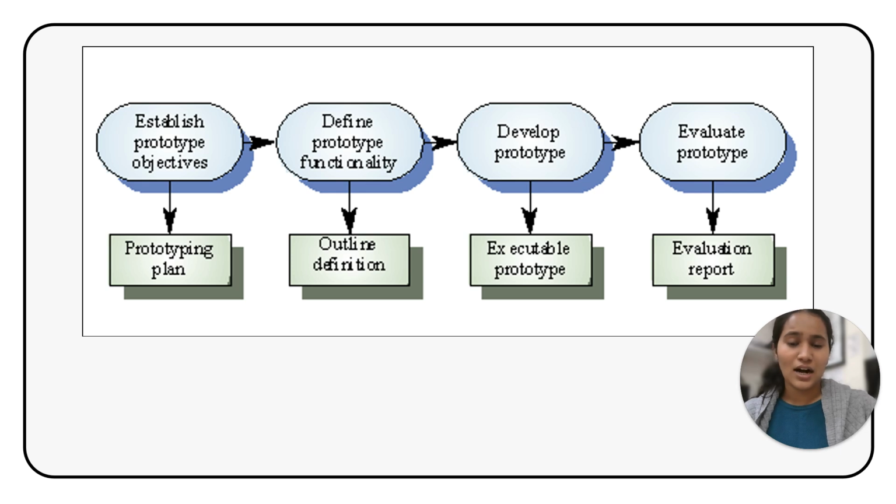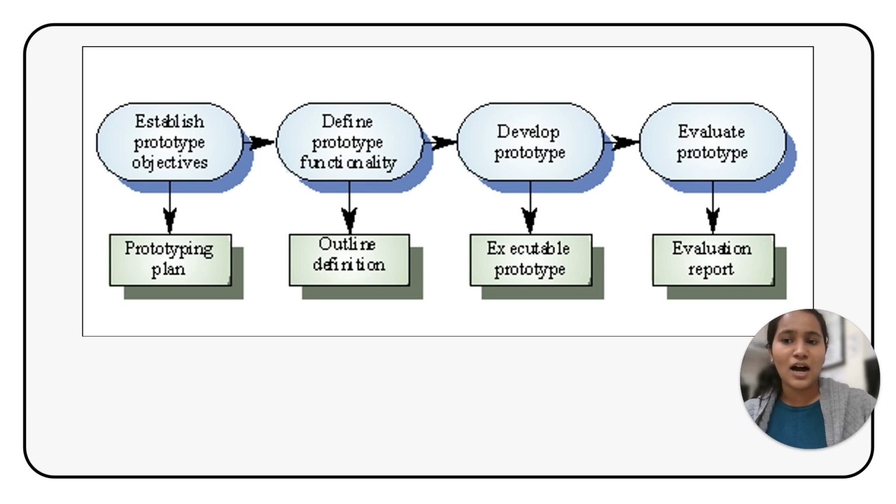After establishing the prototype objectives, it gives you the prototyping plan. A prototyping plan is an outline of the key objectives and goals for what the prototype has to achieve. So it is a plan for how to make a prototype. Now, there are four common types of prototyping used in the software industry today.